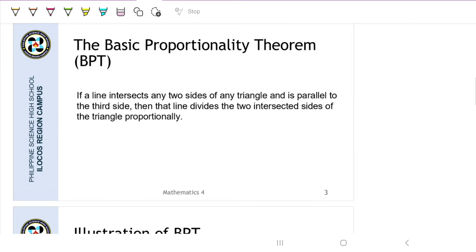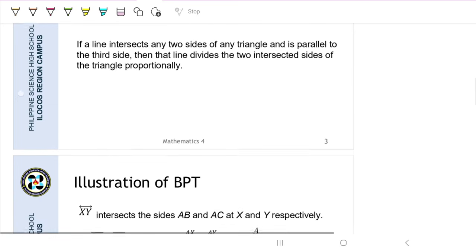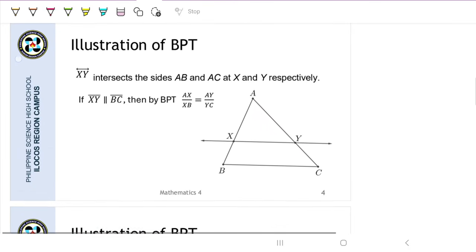It states that if a line intersects any two sides of any triangle and is parallel to the third side, then that line divides the two intersected sides of the triangle proportionally. So let's look at the illustration.